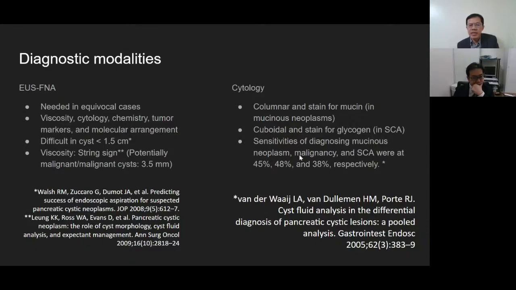So, as I discussed, if we can identify typical findings of the cells obtained from the cytology, it is good, but if we cannot, it wouldn't be helpful for making a diagnosis of that cyst in the pancreas.